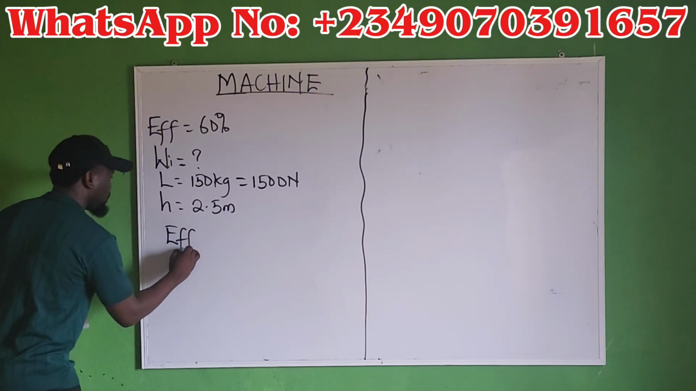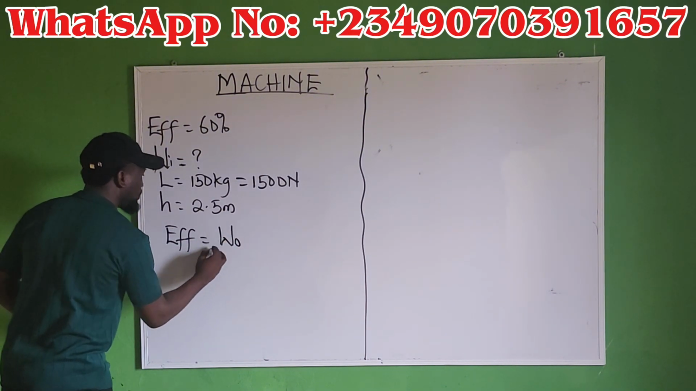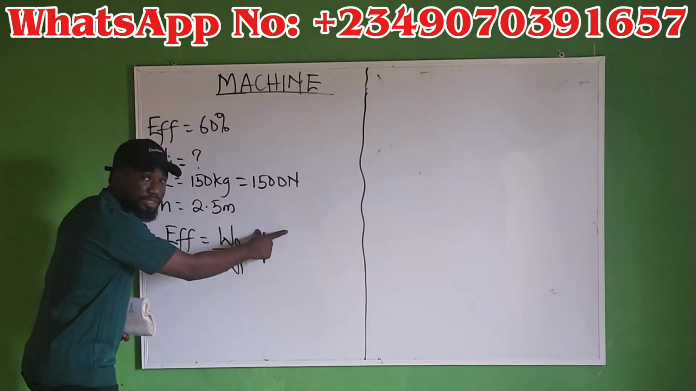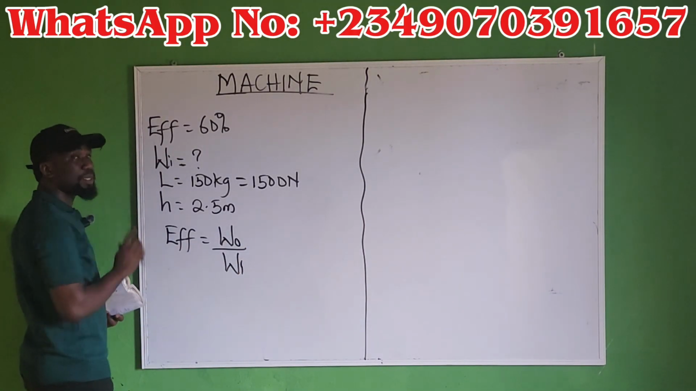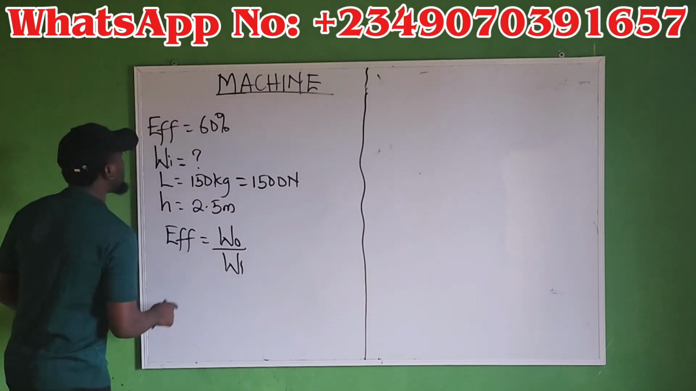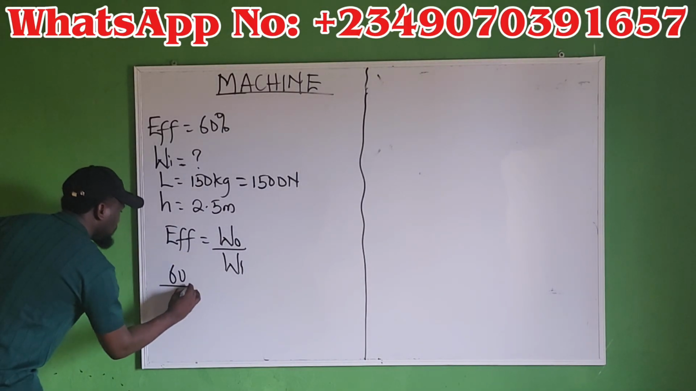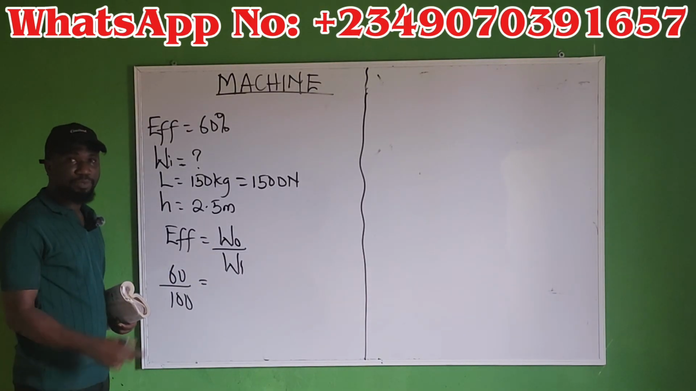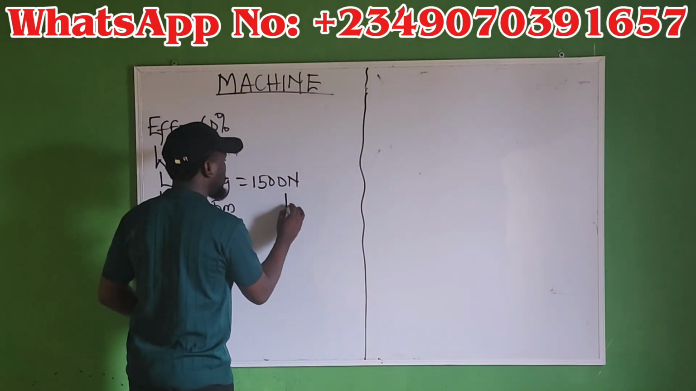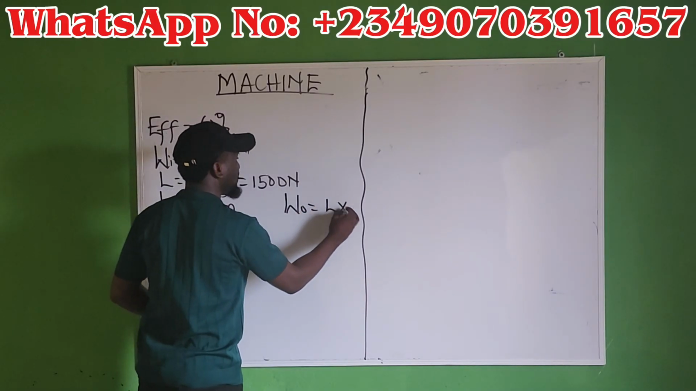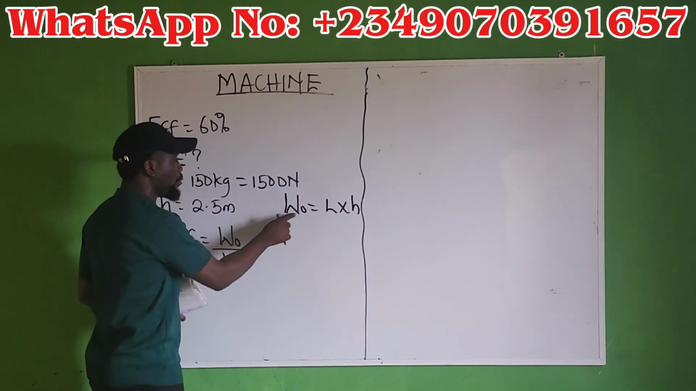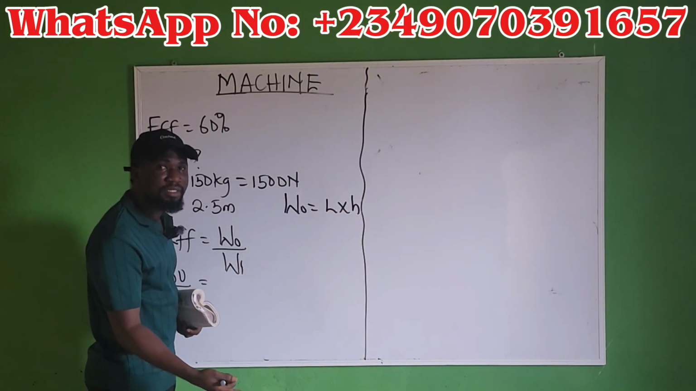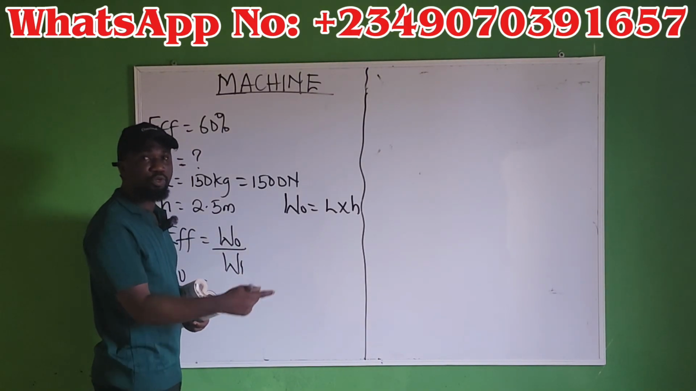Efficiency is what? That is work output over work input. I don't need to multiply by 100% because we are not looking for efficiency. So efficiency is 60 over 100, which is equal to work output over work input. Like we did earlier, work output is load times height, because work output is the work done by the machine, so that is linked to the load.